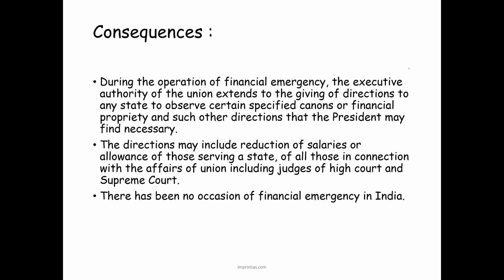Now, what are the consequences? Obviously, we have talked about that from the articles, but in the answer, you have to start jotting them down. So, during the operation of financial emergency, the executive authority of the union extends to giving directions to states to observe certain canons. This is directly verbatim from Article 360.